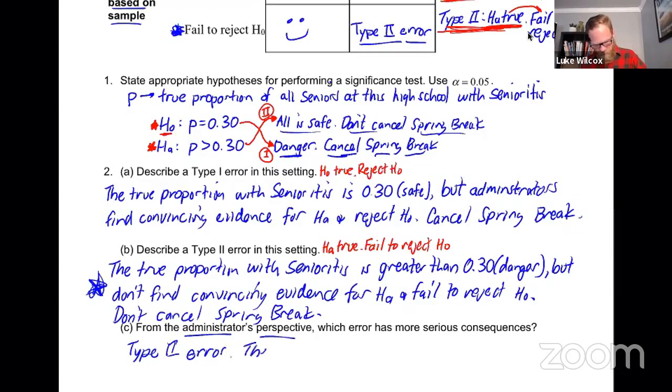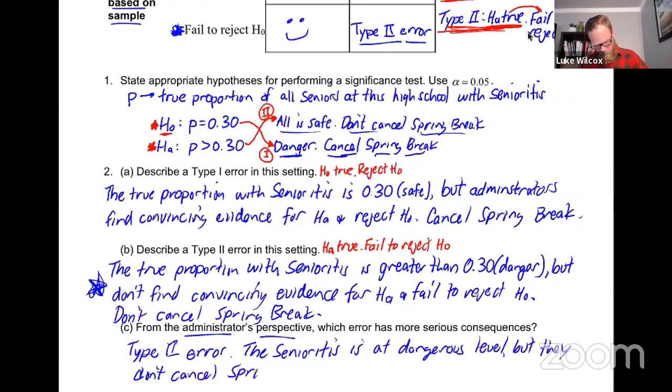And the reason why is the senioritis is at dangerous levels, but they do not cancel spring break. And we know if that were to happen and all the seniors were to go off to spring break, when they come back, the senioritis will be even worse, right? So the consequence is that senioritis will get even worse.